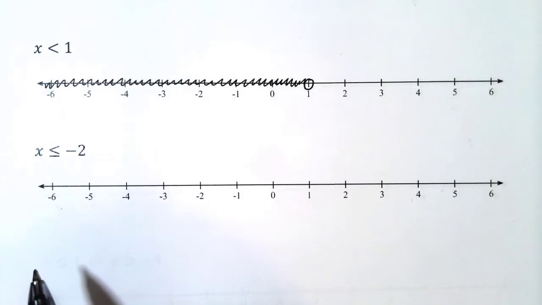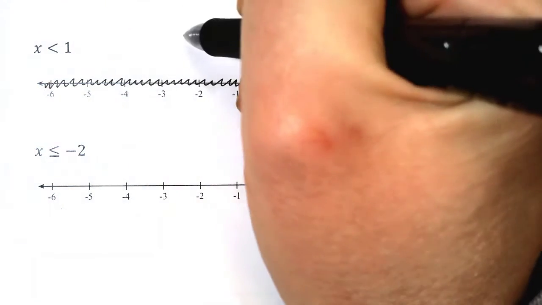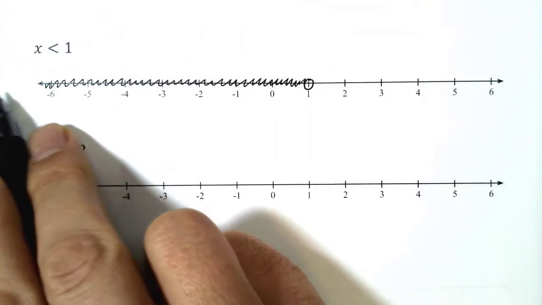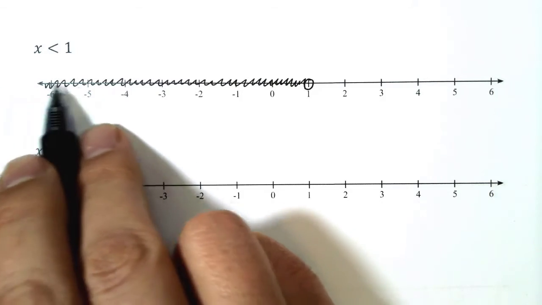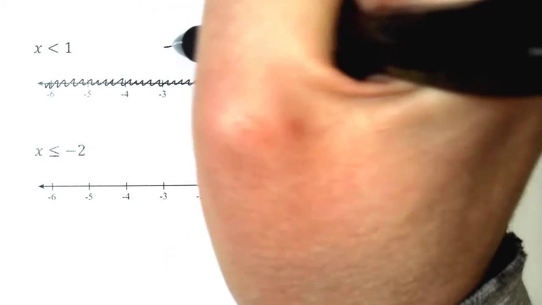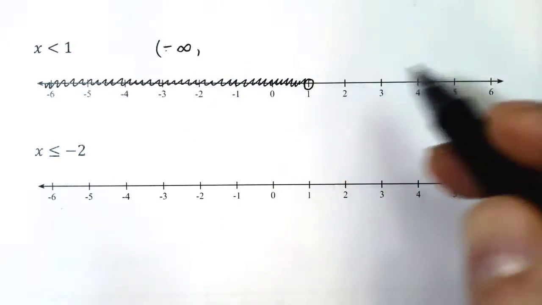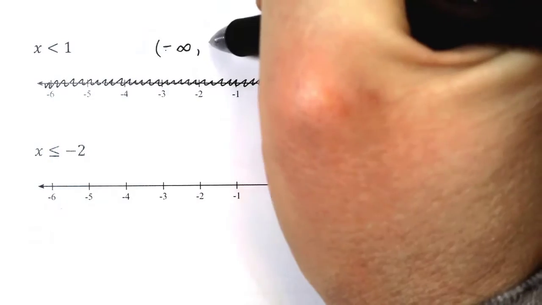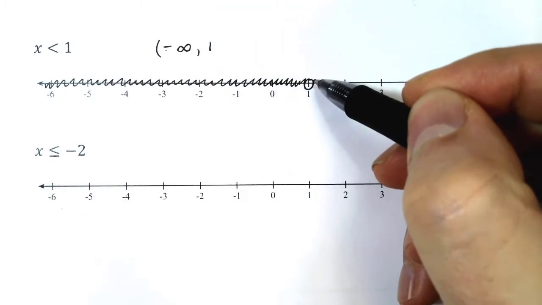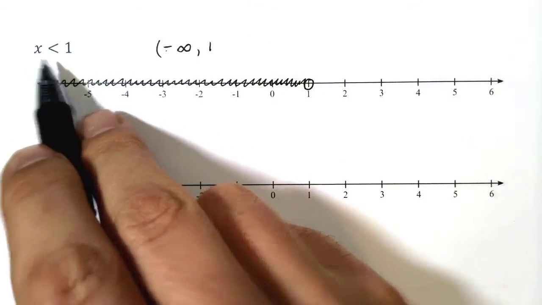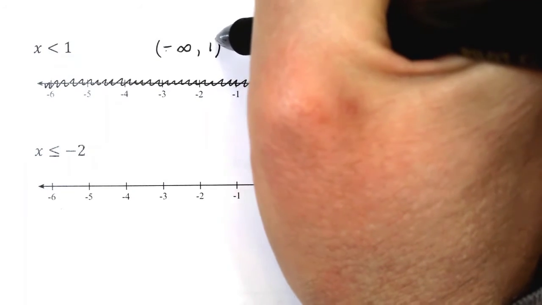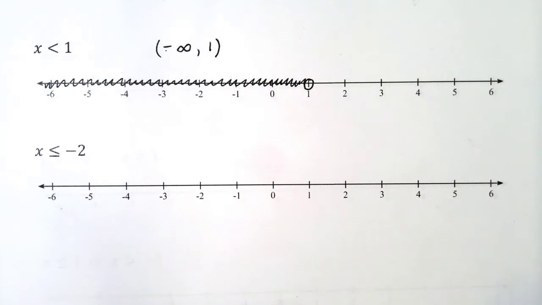How do I write this as an interval? Well, I start at, well, it doesn't have a starting point. It goes all the way down to negative infinity. So I write negative infinity, use an open round parentheses, and I go up to 1, but I do not include 1 because it's less than 1. It's not allowed to equal 1, so I use a round parentheses there.